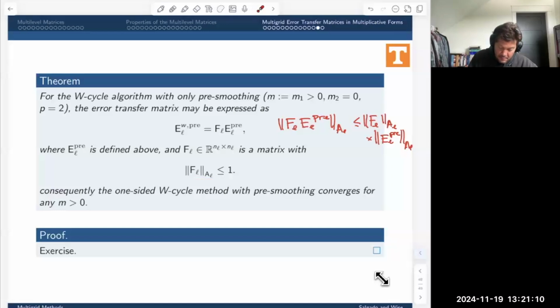So again, we should be able to show that the error transfer matrix for the W cycle is equal to some matrix times the error transfer matrix for the one-sided V cycle, and this matrix should have an AL norm which is less than or equal to 1. My little argument here is not a proof in any way; it's just a high-level way of looking at it. The proof is left as a homework exercise, and I'm sure a few of you will come to office hours to ask about that one.